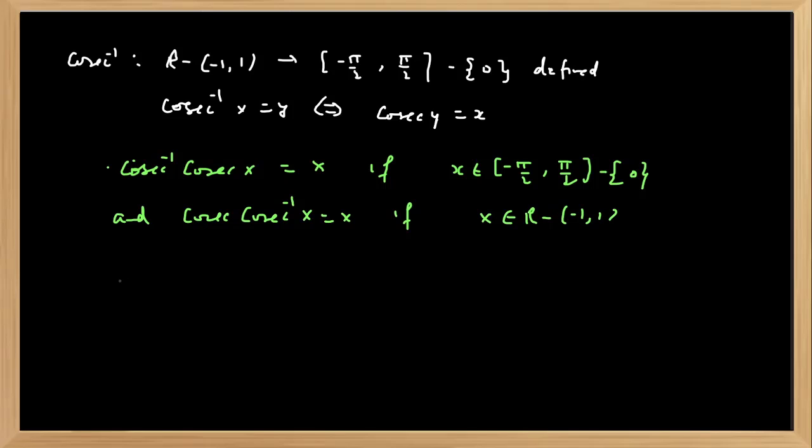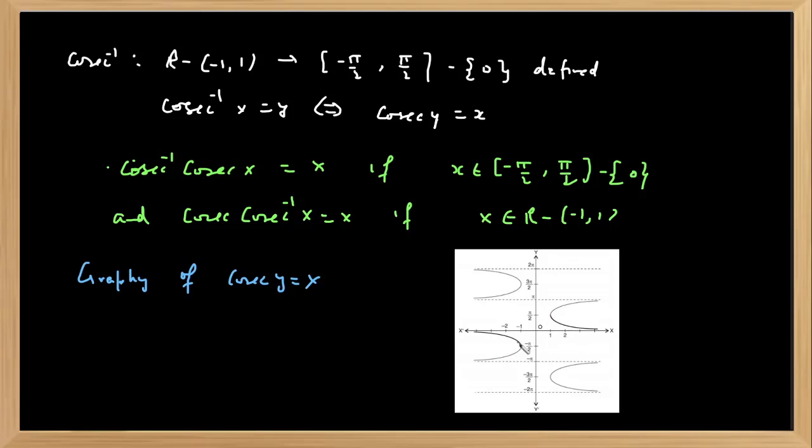Now we'll discuss the graph of cosec y equal to x. This is the graph of cosec y is equal to x. It is not defined at 0. At π/2, the cosec π/2 is 1, so this will be π/2 at 1, then this will go to infinity. Cosec was 2 at π/6, so this will be π/6 at 2. Like this. Similarly at -2 it will be -π/6.